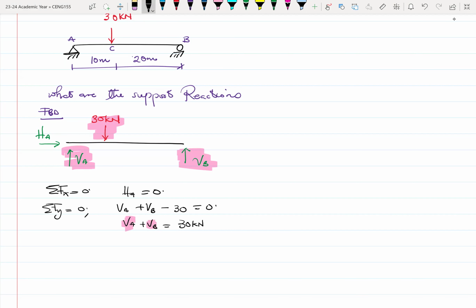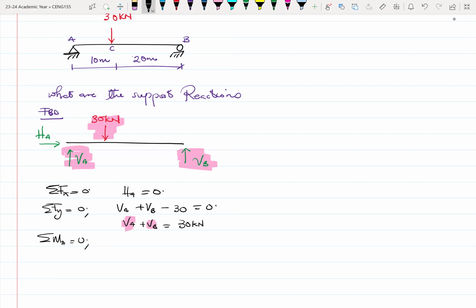And that's the reason why we have to take moments about a point. Let's say in this case, about point A. So we sum all moments about A, and that summation should be equal to 0. Okay. What this simply means is that there's no rotation of the beam about A.